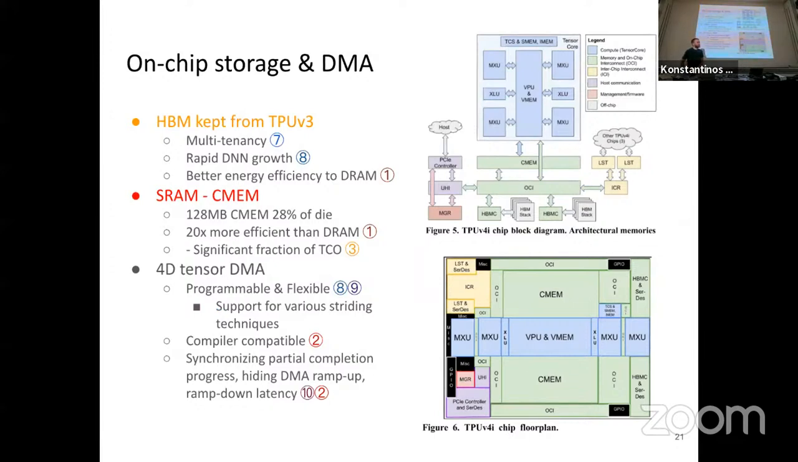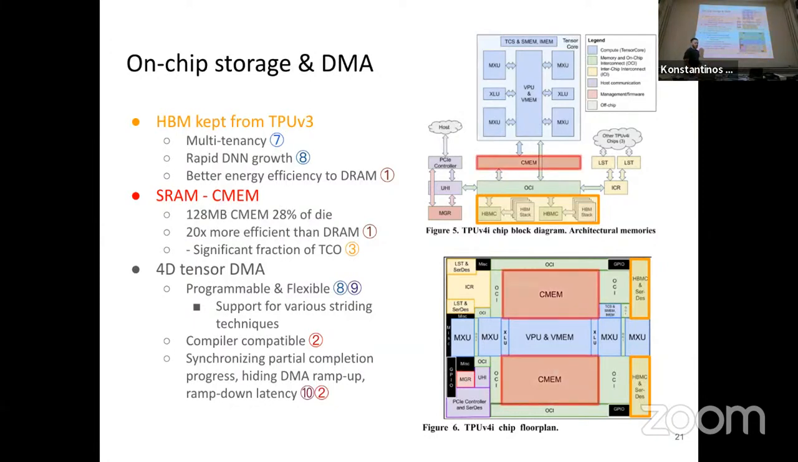Right after the compiler, the second most important thing that a designer has to keep in mind is memory on the chip. And there is a lot. So first of all, the HBM that I have talked about earlier has been kept from TPU version 3. And this essentially allows a relatively large storage, still very close to the core, that you can store your models on. It allows for rapidly switching between different models, so supporting the multi-tenancy. And it allows you to grow the DNNs in the future, potentially. And being more efficient than, for example, classical DRAM, it also exploits the rule number one that we have talked about.